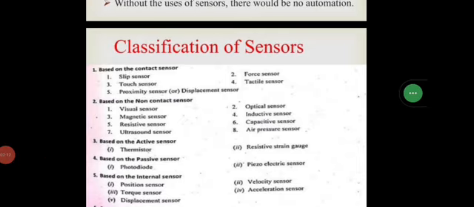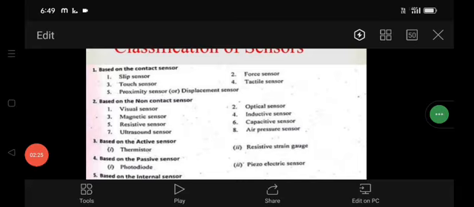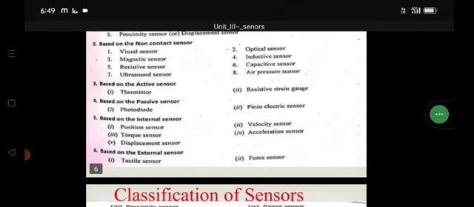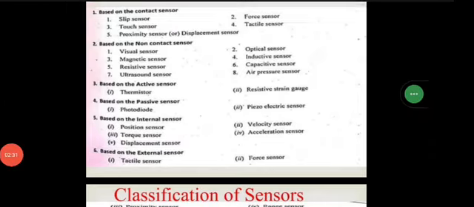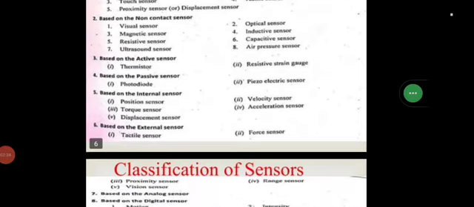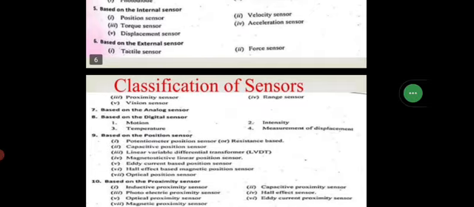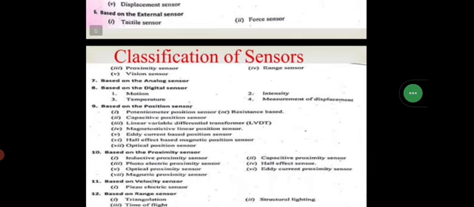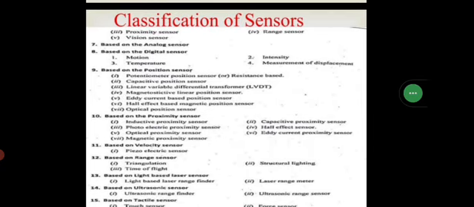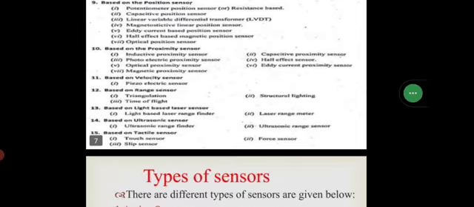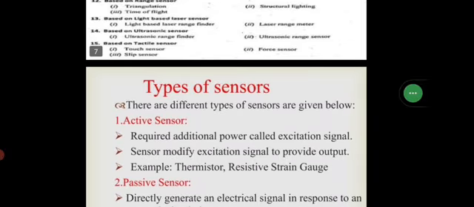What are all the classifications of sensors? Based on contact, we have slip, force, touch and tactile proximity sensors. Based on non-contact, visual, optical, magnetic, inductive, resistive, capacitive, ultrasound and air pressure sensors. Active sensors: thermistor and resistive. Passive sensors: photodiode and piezoelectric sensors. Internal sensors: position, velocity, torque, acceleration, displacement. External sensors: tactile, force, proximity, vision and range sensors. Analog sensor, digital sensor, position sensor, proximity sensor, velocity sensor, range sensor, light-based sensor, ultrasonic sensor, tactile sensor. These are all the classifications of sensors.